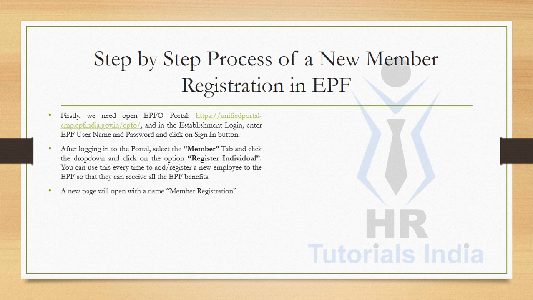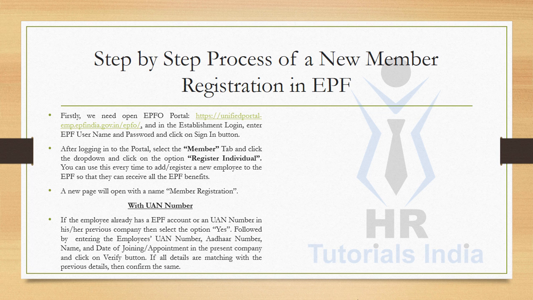A new page will open with the name Member Registration with UAN number. A new member can be registered with a UAN number which the employee is already holding with his previous employer, or without a UAN number, we can generate a new UAN number for the new employee by following the other process. Which means we have two options to register an employee with the EPF account: with UAN number and without UAN number. Now let us know how to register a new member to the EPF account with a UAN number which an employee is already holding with his previous employer.